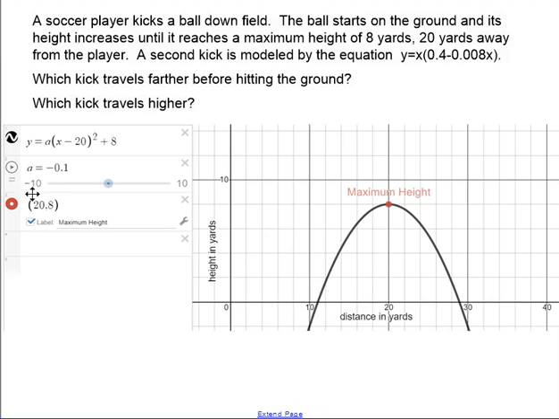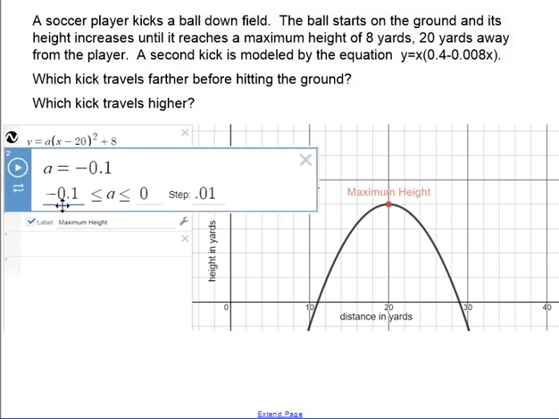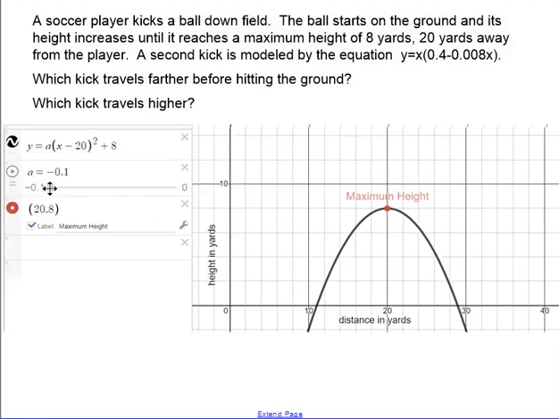Okay. To go from negative 10 to 10 is not sufficient. So what I really want to do is click in that, and I want to change this to go from negative 0.1 up to 0. I know that it needs to be negative. I'm going to make my step super tiny and call this 0.01. And when I do that, I can take this dot and slide it back and forth so that I can make this part of the parabola come back here over to 0, 0.